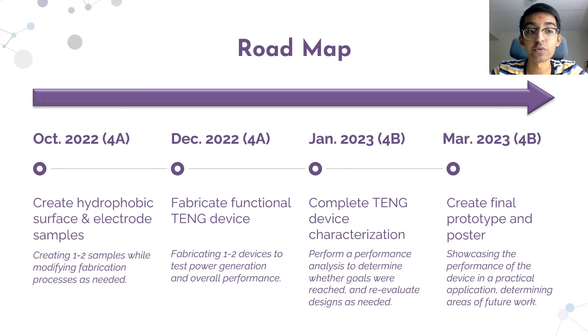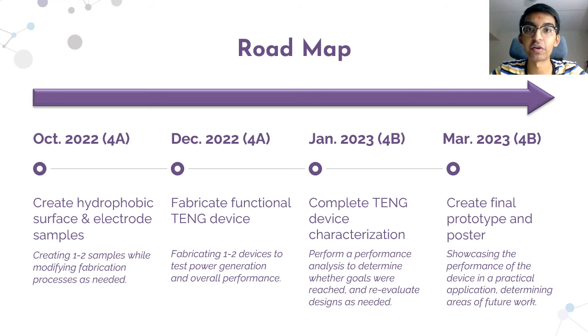In October of 2022, we aim to create samples of our hydrophobic surface and electrodes while modifying the fabrication processes as needed. We'll characterize these layers and analyze whether or not we're achieving the target characteristics for those key layers. After modifying these layers and the fabrication processes as needed, we'll fabricate 1 to 2 devices in December of 2022 to test the device's power generation and the overall performance.